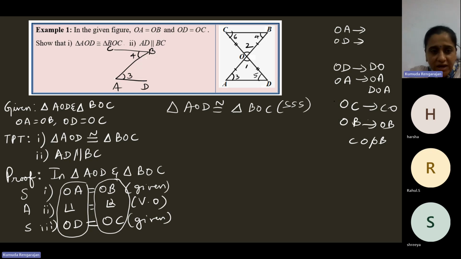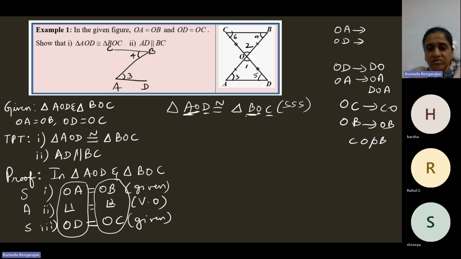Now see if this vertex A is equal to the vertex B. Vertex A, yeah, both are in the first position. Yeah, so angle A is equal to angle B. Angle A of the first triangle is equal to angle B of the second triangle. Angle O of the first triangle is equal to angle O of the second triangle. Angle D of the first triangle is equal to angle C of the second triangle.